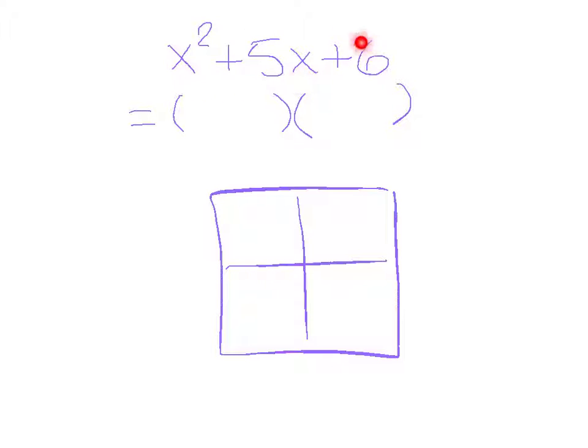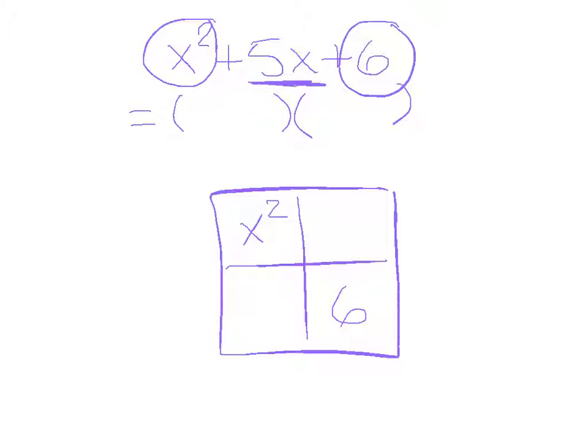When we multiply the box, x squared is up here in the left corner, and 6 is in the bottom right corner. So we've taken care of our x squared and we've taken care of our 6. What we have to do now is figure out our 5x. And if you remember, whenever we do the x's, they come from these two boxes here. So we have to split it up.